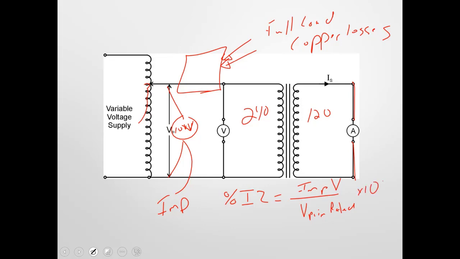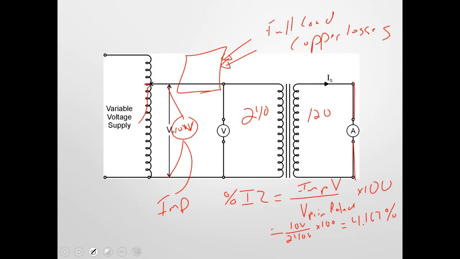times 100. So in our case, if we got to 10 volts and we divided by our rated primary of 240, times 100, what would be our percent impedance of this transformer? About 4.167, or 17, close enough, percent. That would be the percent impedance.